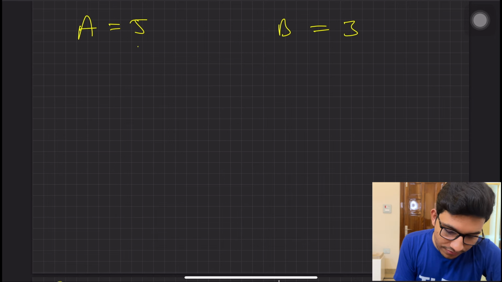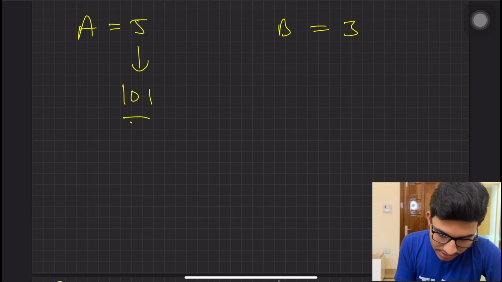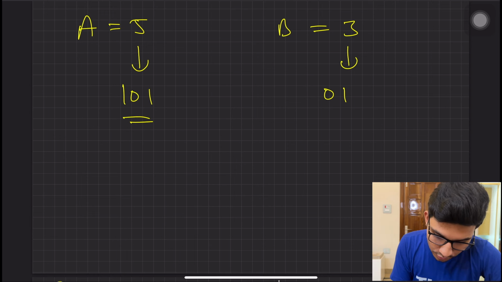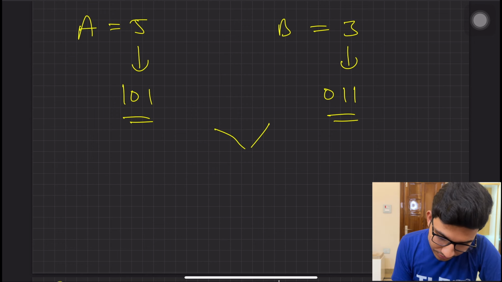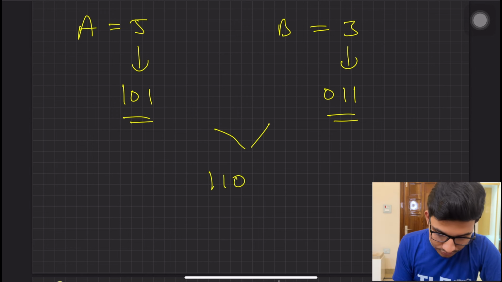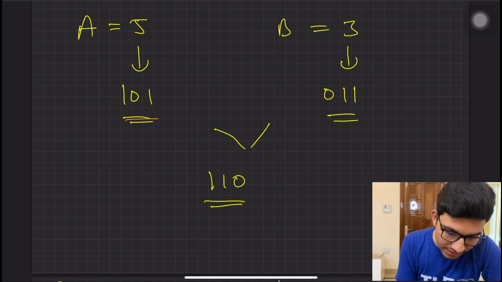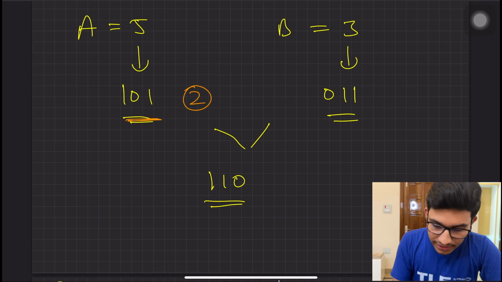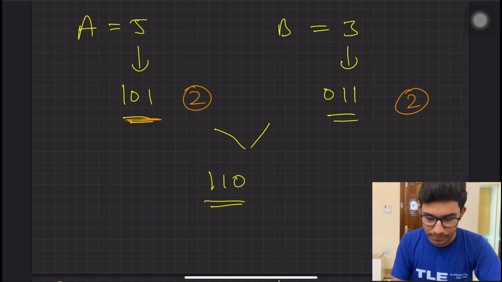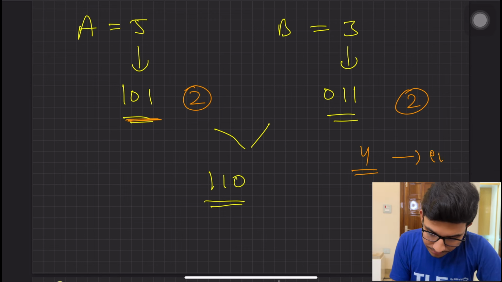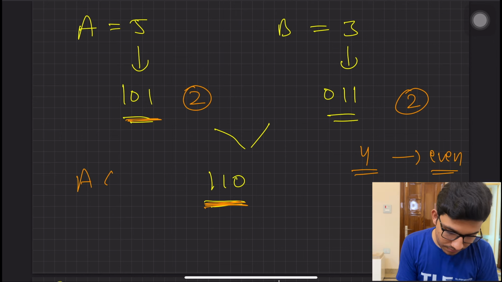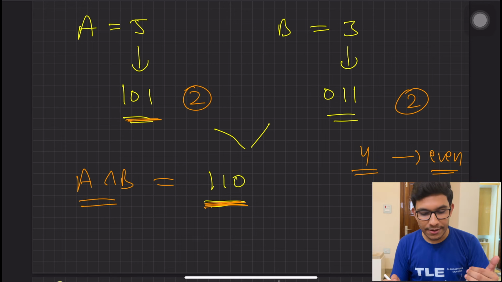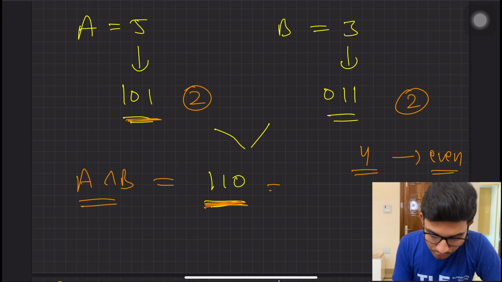Okay, so 5 has the binary representation 101 and 3 has the binary representation 011. Now take the XOR of these two values. What will you get? The XOR of these two values will be 110. So how many set bits did this number have? The set bits in this number were 2 and the set bits in this number were 2 as well. And the total number of set bits in these two numbers comes out to be 4, which is an even number. Now look at the set bits in the binary representation of A XOR B. The number of set bits in the binary representation of A XOR B is equal to 2, which is also even.